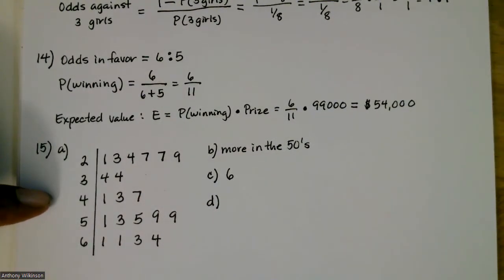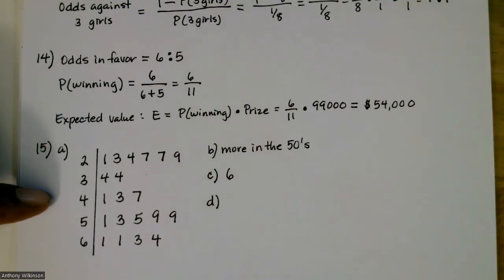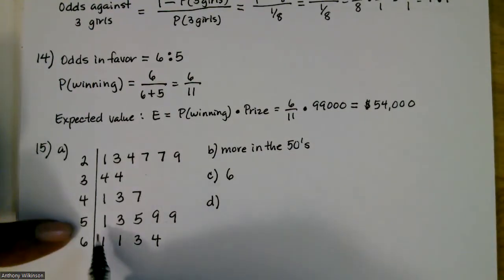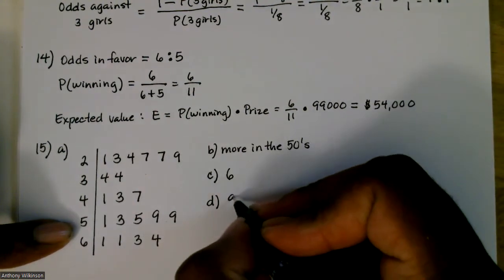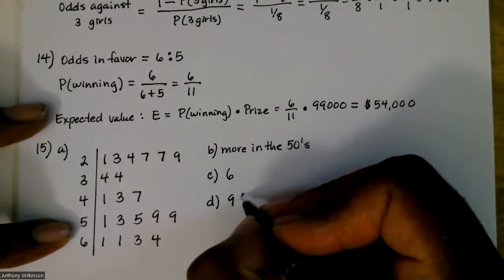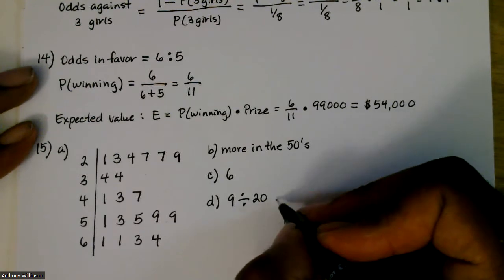And then part D, what percentage of the people are 50 years or older? 50 years or older. In this case here, we have to count the data values for the 50s and the 60s. Here there are 9 people that are 50 years or older. So that means we have 9. We have to divide that by the 20 data values that we have.